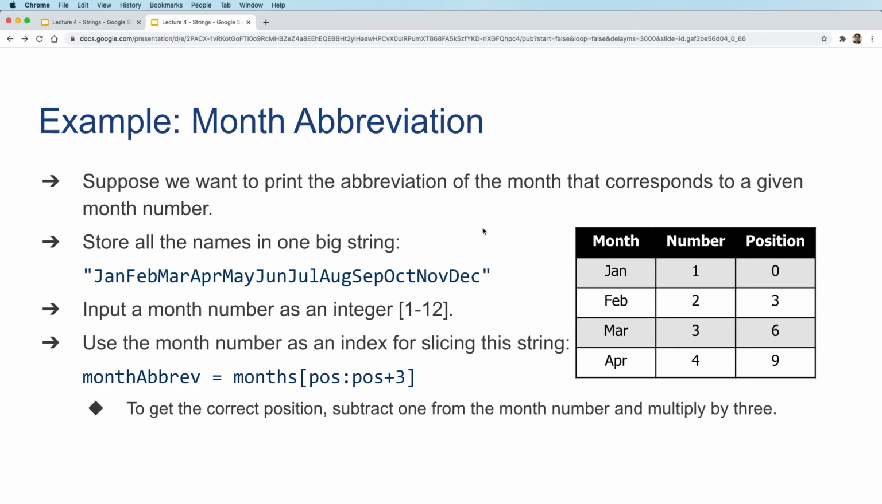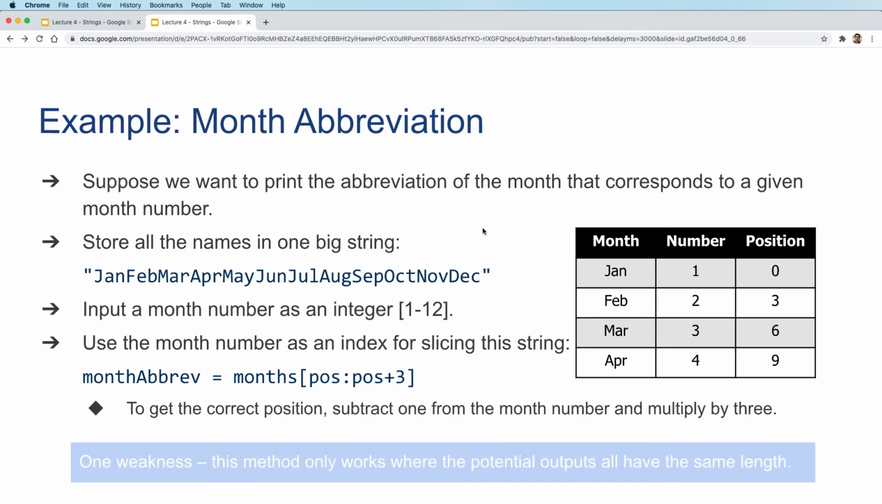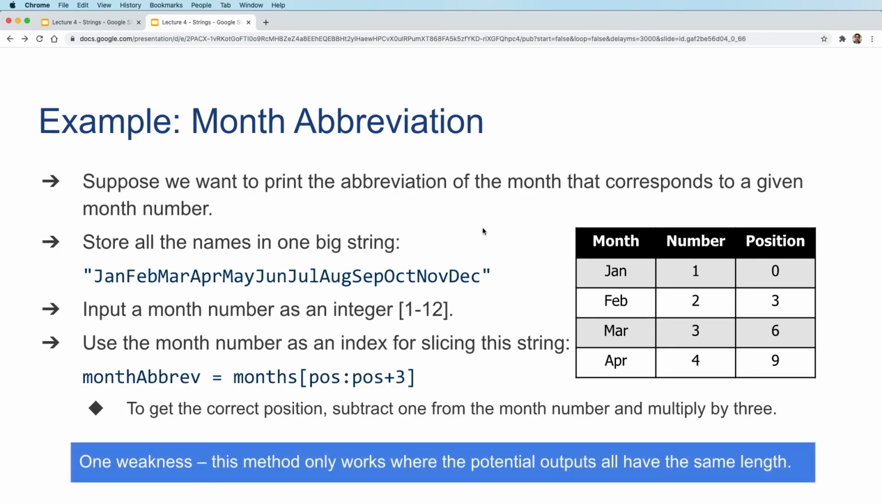One weakness of this method is that it can only work where the potential outputs all have the same length. But in reality, we know the month names really have an arbitrary number of characters.